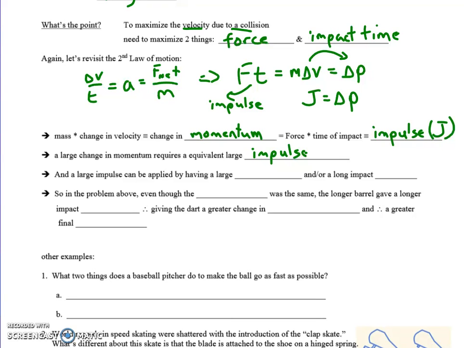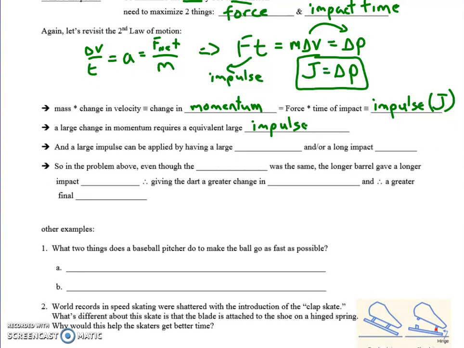Okay, if Ft is the same as J and mΔv is the same as ΔP, this is a nice little statement. The impulse given to an object is equal to its change in momentum. What do we mean by impulse? Well, it's not just a force, it's a force multiplied by a time. Okay? And a large impulse can be applied by having a large force and/or a long impact time.